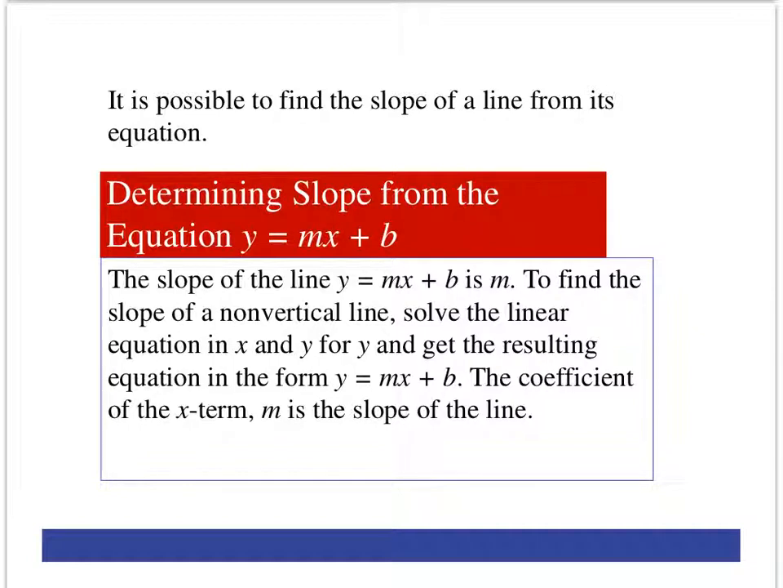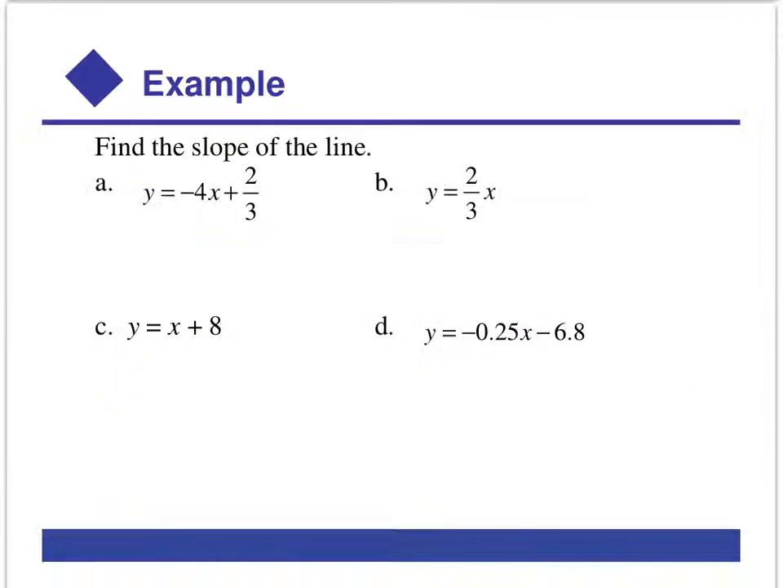It is possible to find the slope of a line from its equation because you're just really looking for what m is. M represents slope. So if we look at this first one, our slope on this one is -4. On B, it's +2/3. On C, it's understood there's a 1, so there's a 1 there. And then on D, -0.25 is our slope.